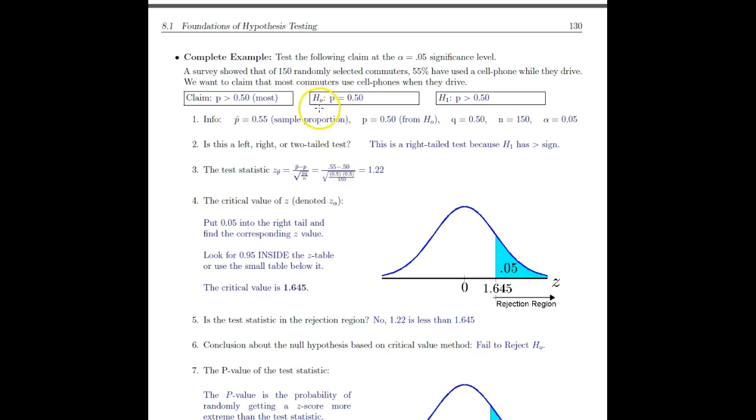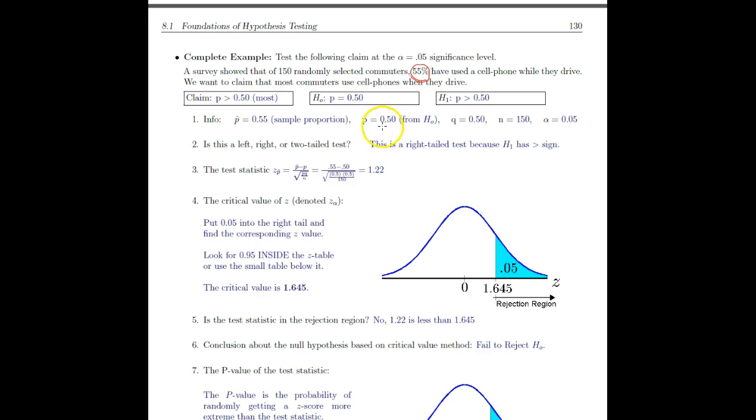The null hypothesis, which always imposes equality, is that p equals 0.5. And our alternate hypothesis will be the same as our claim, which is that p is greater than 0.5. So here's some information that we have. Our p hat is 0.55, right? It's 55%, which is 0.55.